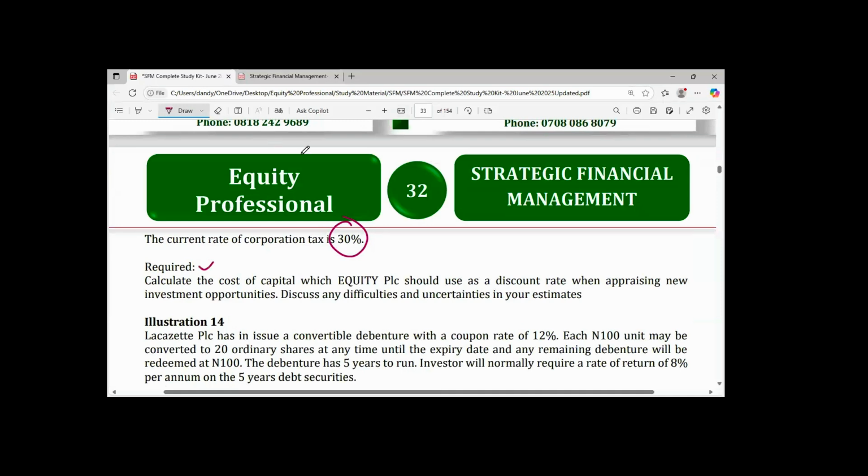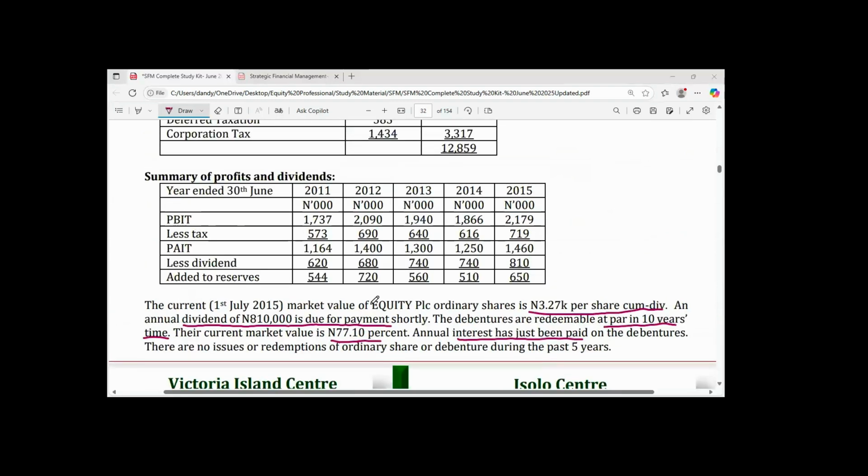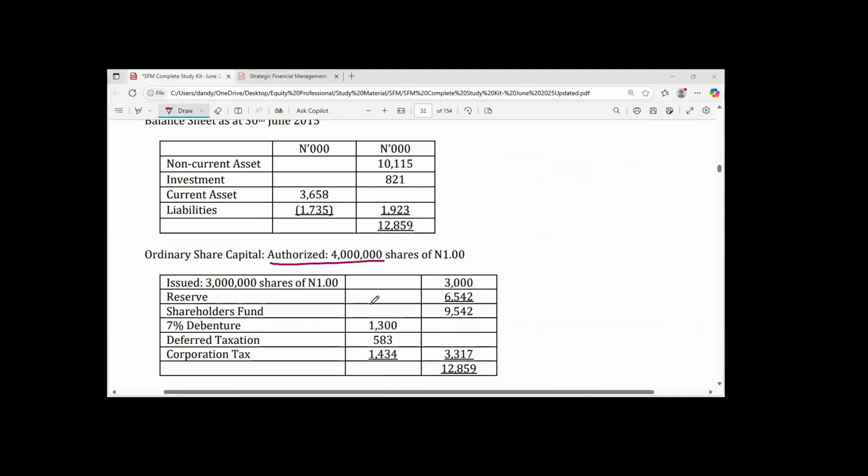You can mute. Yeah, in the requirements, you are required to calculate the cost of capital which Equity PLC should use as a discount rate when appraising new investment opportunities. So you want to calculate cost of capital. That is, you want to calculate WACC. Whenever you want to calculate WACC, the first thing you need to ask yourself is, what kind of WACC? Is it project-specific WACC? Is it WACC of the combined activities? Is it traditional weighted average cost of capital? You must understand from the question which one you want to calculate.